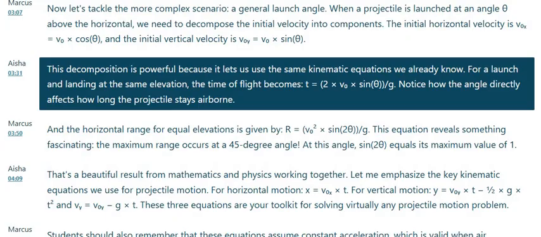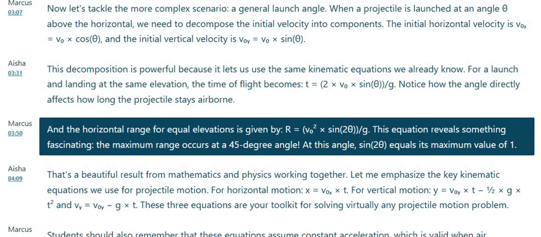For a launch and landing at the same elevation, the time of flight becomes t equals 2 times v naught times sine theta divided by g. Notice how the angle directly affects how long the projectile stays airborne. And the horizontal range for equal elevations is given by R equals v squared times sine 2 theta divided by g. This equation reveals something fascinating.